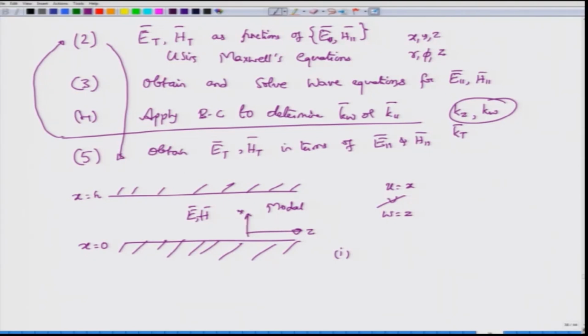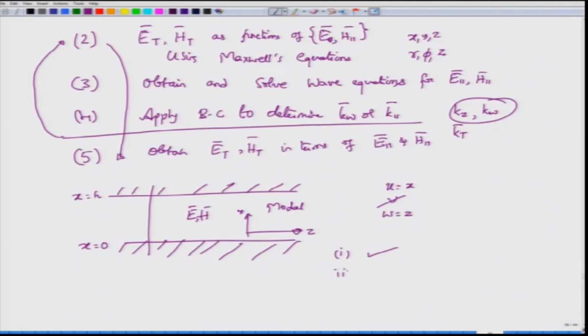I have also assumed the uniform lossless property, so that the cross section at any time is actually a plane or a line here, and this height would not change. So, this height of x equal to h will not change as you move along the z direction. So, the first step is done, choosing the coordinate system.